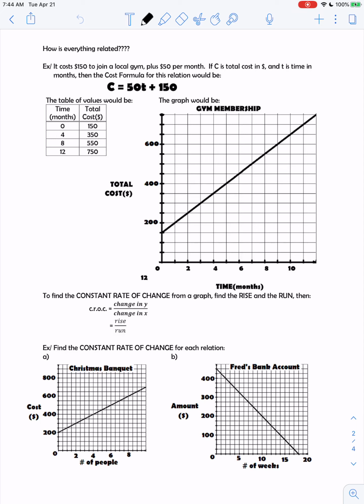So this is video number 2 for 4.3 rates of change, constant rates of change. All right, so now how is everything related?